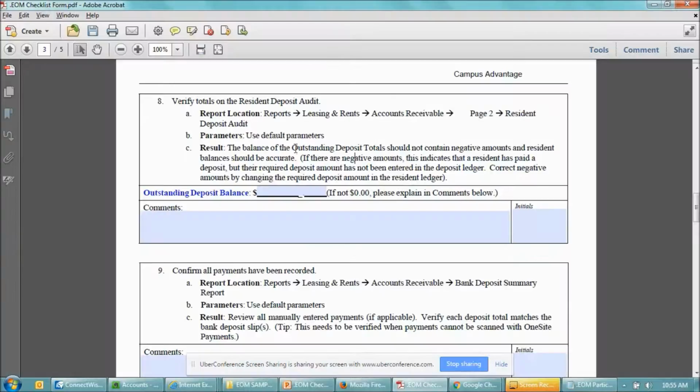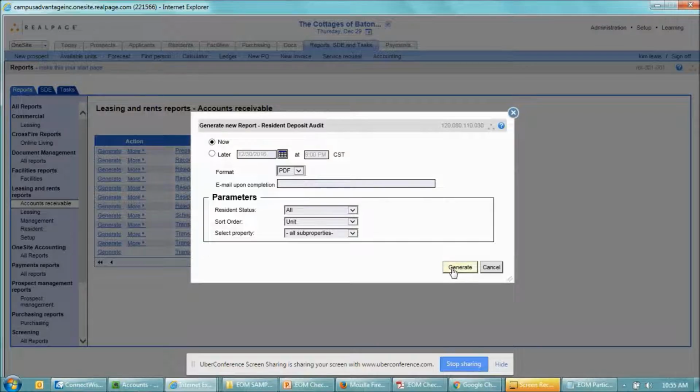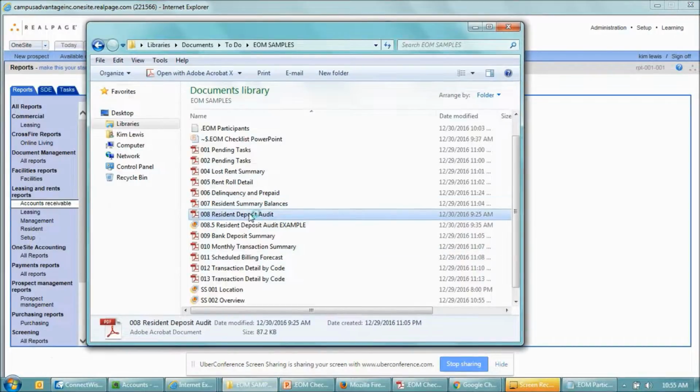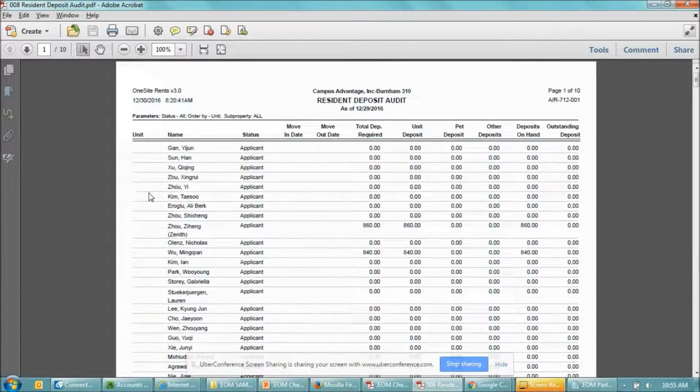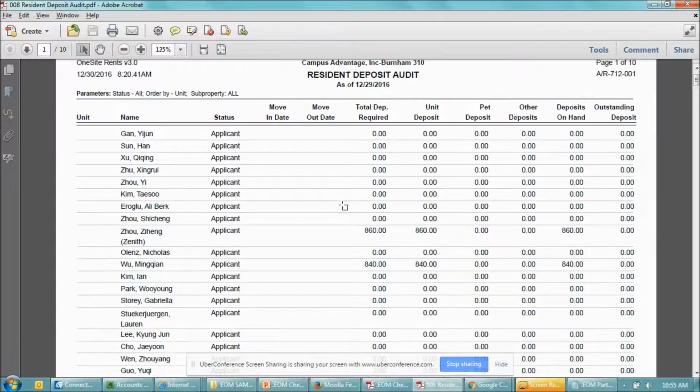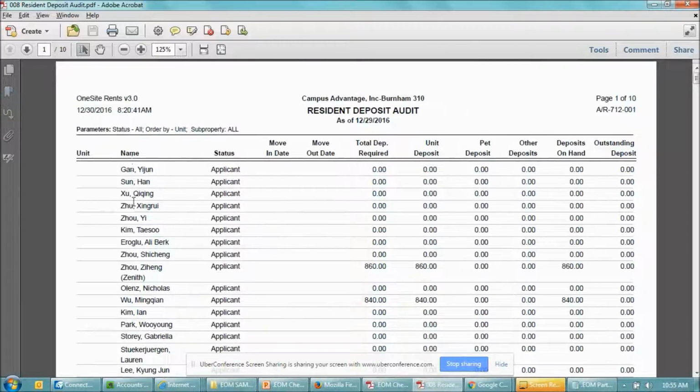The parameters, let's see what the report says. Use default parameters. That I can do. I like lazy. And you would hit just generate. The report that will appear is the resident deposit audit that looks like this. The resident deposit audit report is a fantastic report because it shows you each person, their status, their total required deposit, how much they have on hand, and if that was a unit deposit or a pet deposit. So it's a quick glance report to see a great snapshot of your deposit situation at the property.